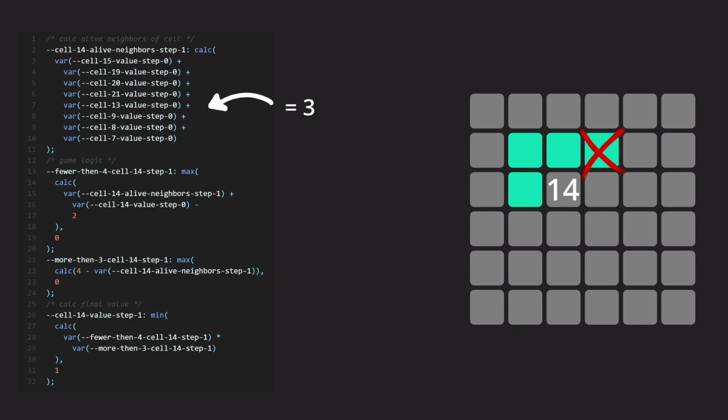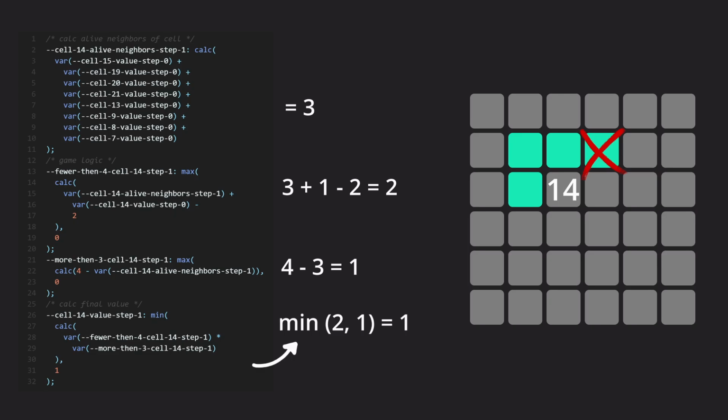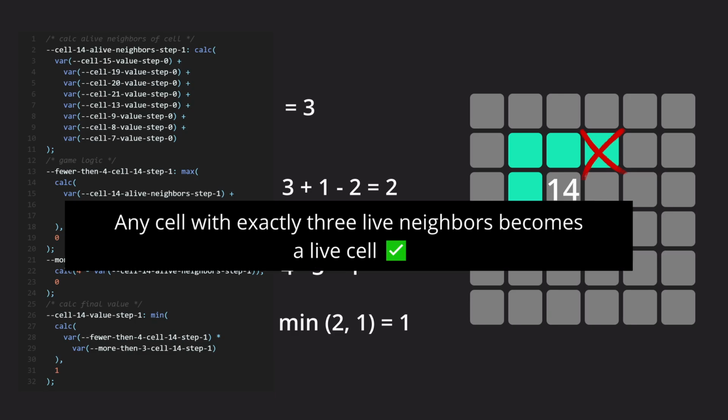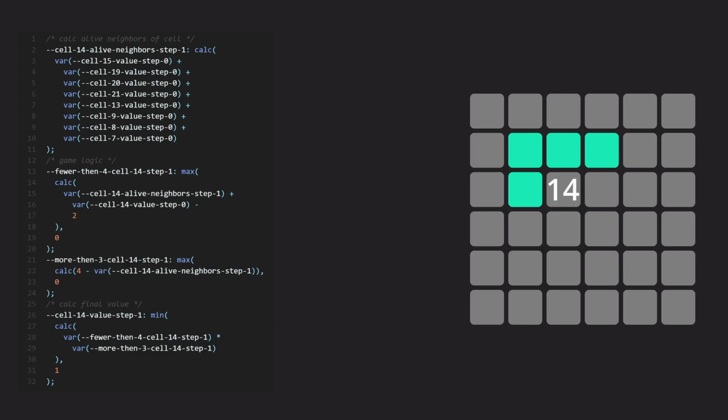Let's say cell 14 only had 3 alive neighbors. Fewer than 4 now calculates 3 plus 0 minus 2 equals 1. More than 3 calculates 4 minus 3 equals 1. As a result, we get 1. Our cell turns alive. Note that if our cell was alive to begin with, the only difference would be that fewer than 4 would now calculate 3 plus 1 minus 2 equals 2. Our final result would still be the same, as taking the minimum of 2 and 1 would still result in 1. Either way, Rule 4 of reproduction is satisfied. Feel free to pause here if you want to go through more scenarios.